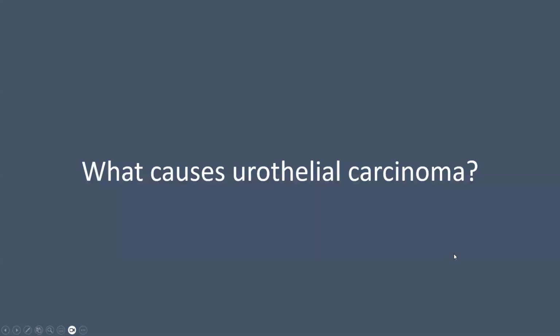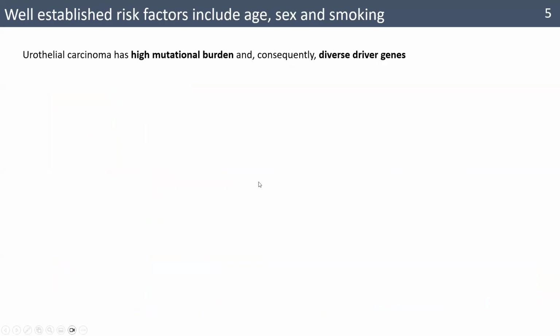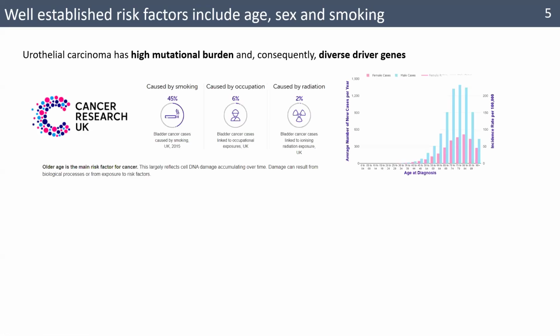So what actually causes urothelial carcinoma? Remember that the urothelium is bathed in the toxins of the urine, and so the urothelium itself has an incredibly high mutational burden, so it has lots and lots of mutations. So what is causing these mutations? Well, Cancer Research UK would say that a lot of mutations are caused by smoking. And it's certainly true that smokers do get bladder cancer at rates higher than non-smokers.